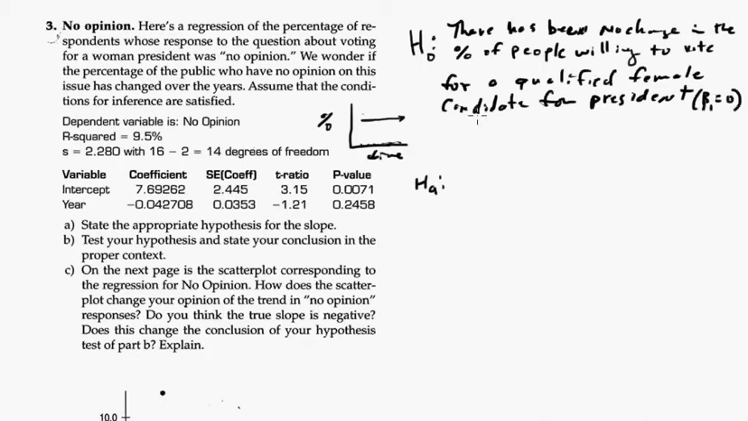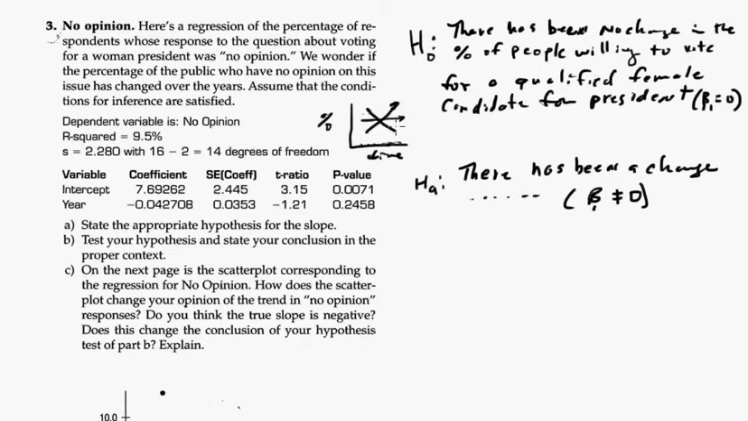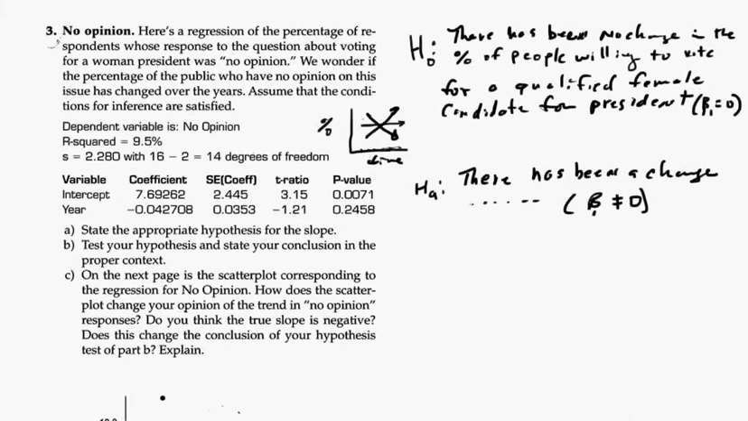All right, so then the alternative would be something similar. There has been a change, and then we would say the rest of the content, but then we would say beta 1 is not 0. So the slope of that line is not 0. It's either positive or it's negative. Okay? So those are our hypotheses.